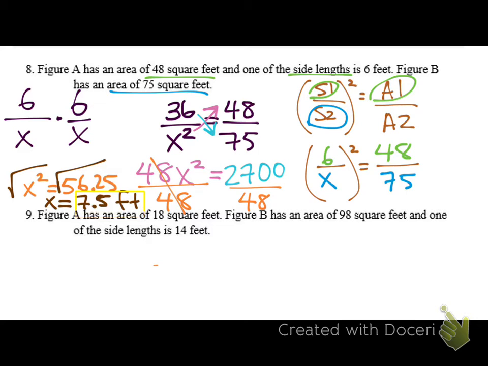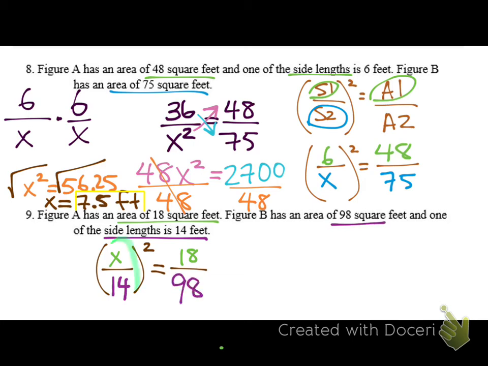The last one, we're going to do the same thing. Figure A has an area of 48 square feet. So we don't know the side length of figure A, but we know the area is 18. Figure B has an area of 98 square feet, and one of the side lengths is 14 feet. So the side is 14, and the area is 98. Just make sure your sides over your sides, your area over your area. We're going to square, so we got x squared. 14 squared is 196 equals 18 over 98.